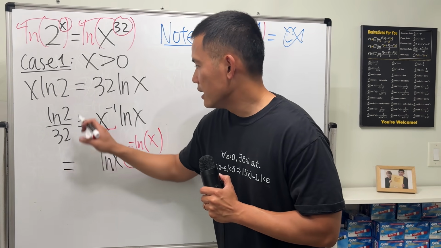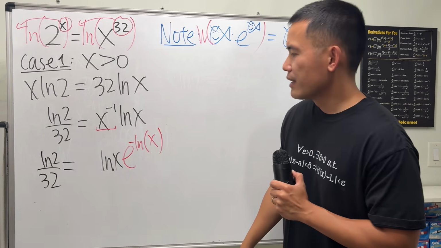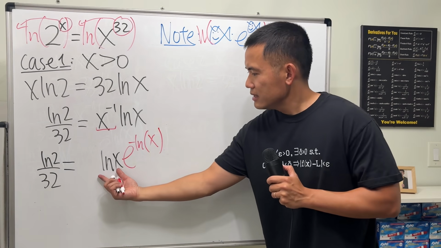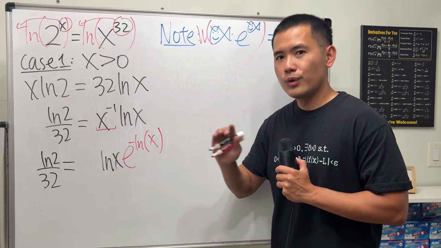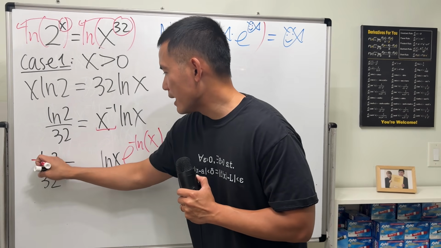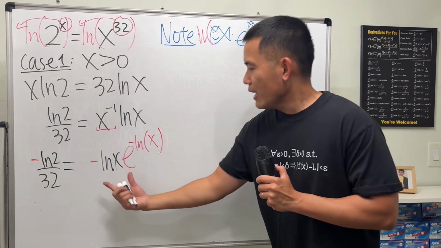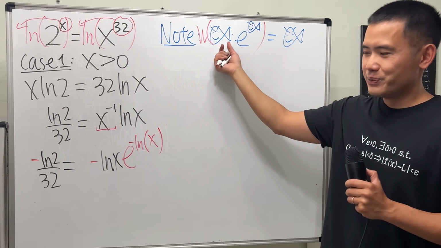And the left hand side is, of course, still ln 2 over 32. But this is not the same as that because we have the negative. Don't worry. Look at this equation and just multiply both sides by a negative. Now, this matches with that. So this is the fish.